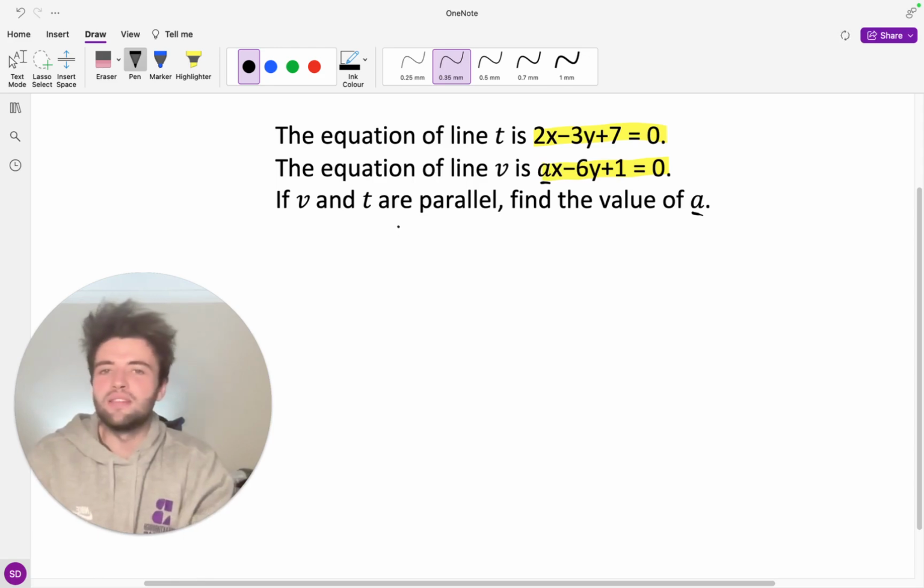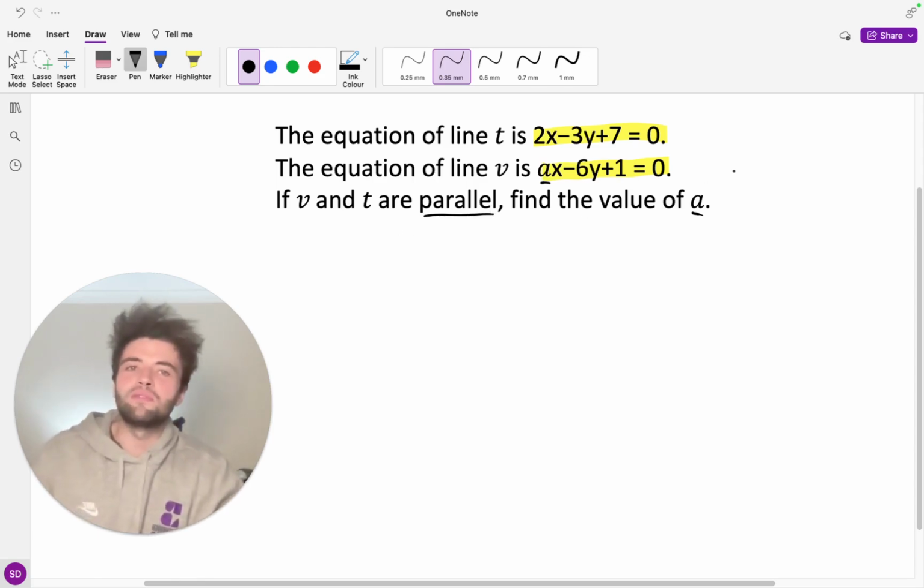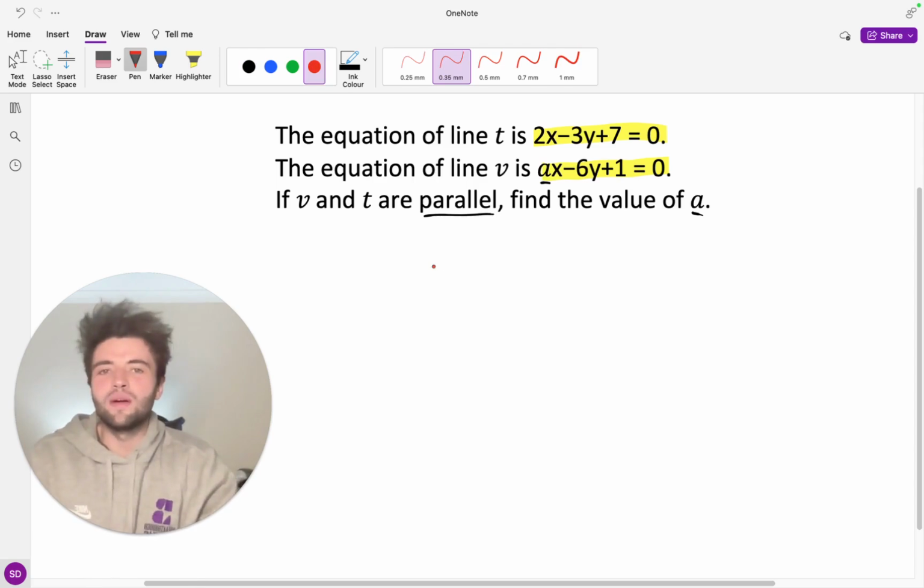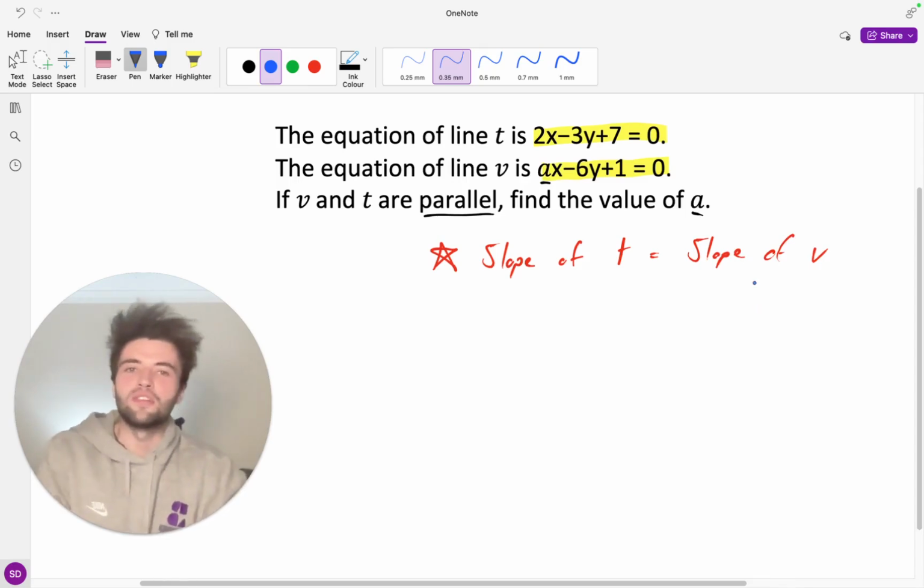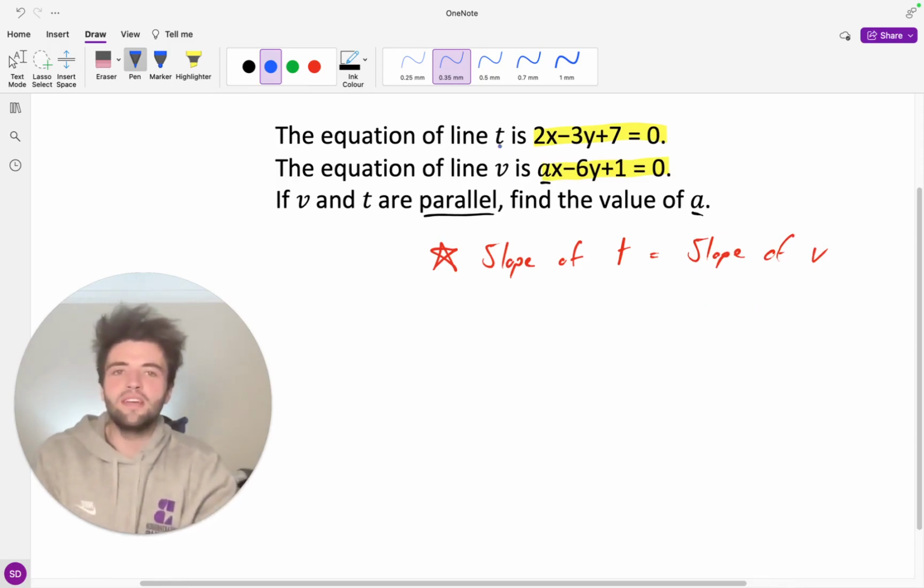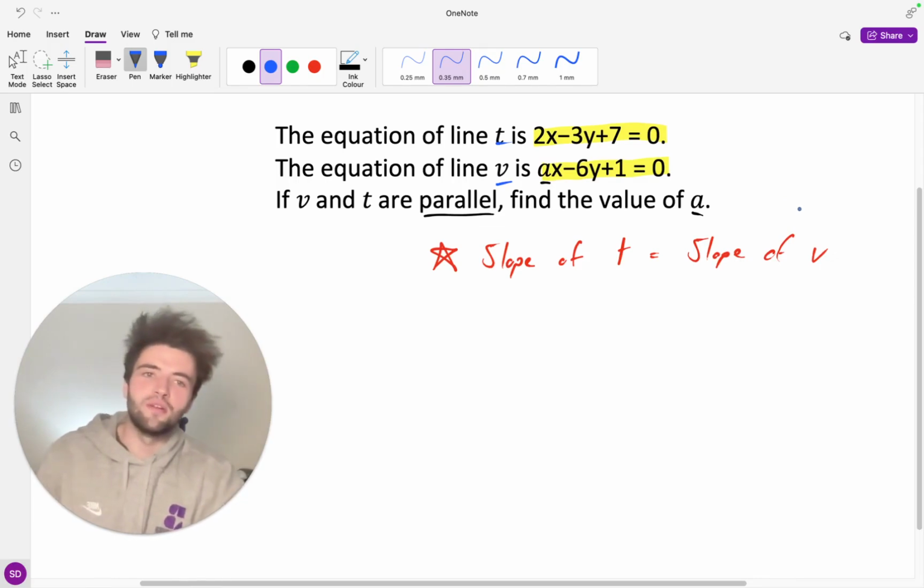But we're told that the lines v and t are going to be parallel, so that's our key piece of information here. Whenever two lines are parallel, the thing that we need to remember is that the slopes are going to be the same. That's going to be very important for this question: the slope of t is going to be equal to the slope of v, given that these two lines are parallel.